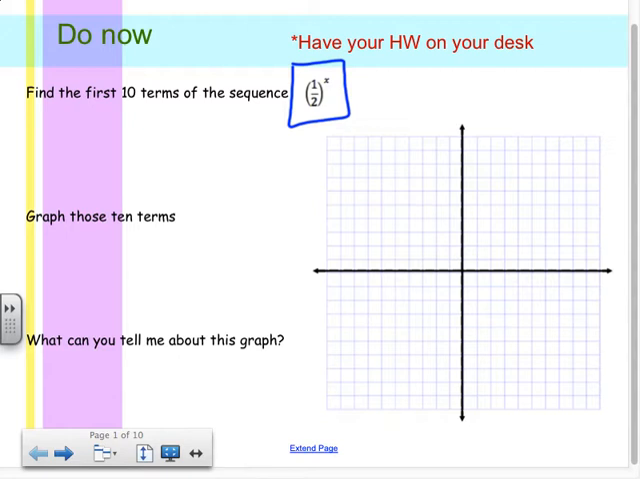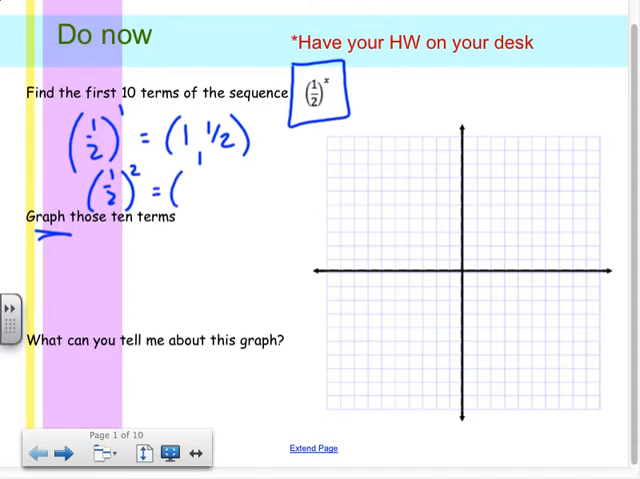So how I find those 10 terms, I'm just going to plug in the values 1, 2, 3, 4, 5, and I'm going to end up graphing them. So if I plug in 1, I would have 1/2 to the first, so I would have the point 1, 1/2. If I plugged in 2, I would have 1/2 squared, and I would have 1/4, because that would end up being 1/2 squared.